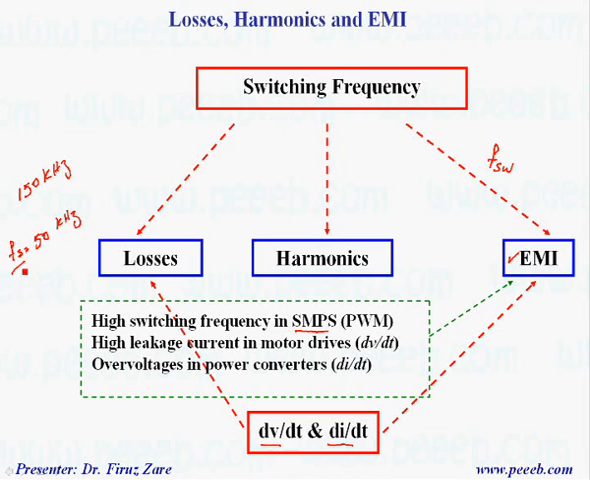And in some applications, because of significant capacitive coupling, especially in AC motor drive systems, we may have significant leakage current. And in some applications, when we have significant stray inductance, because of the di/dt, we may have significant overvoltage. So these are the issues that we need to consider when we design a power electronic system.